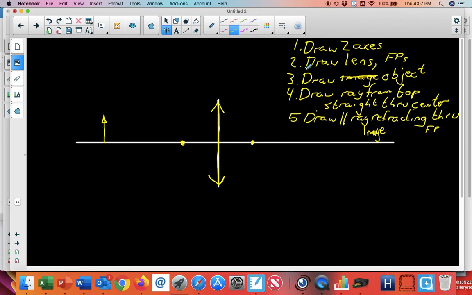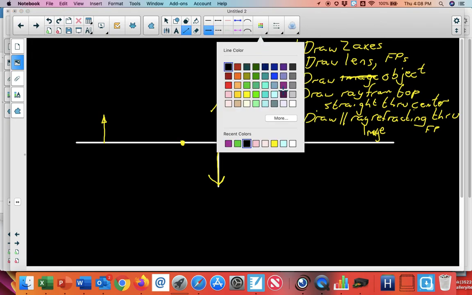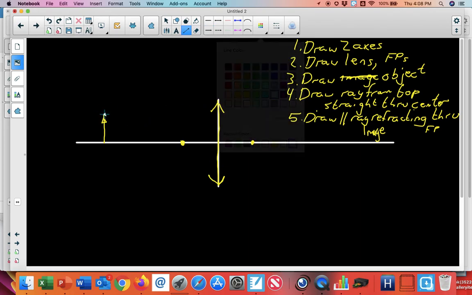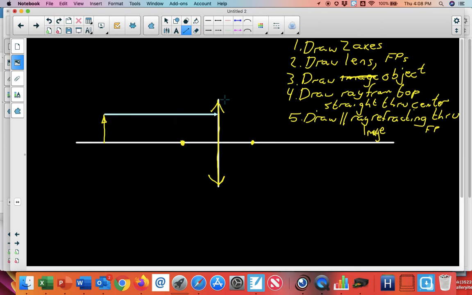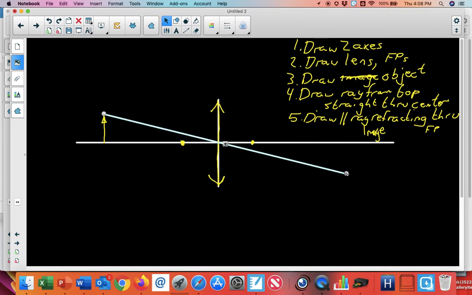Okay, so I've drawn two axes, lens and focal points, draw the object. And now we draw the ray from the top straight through the center. Again, I like to have it a solid line for reasons you'll see in a minute. So go straight through the center of the lens and extend it down.